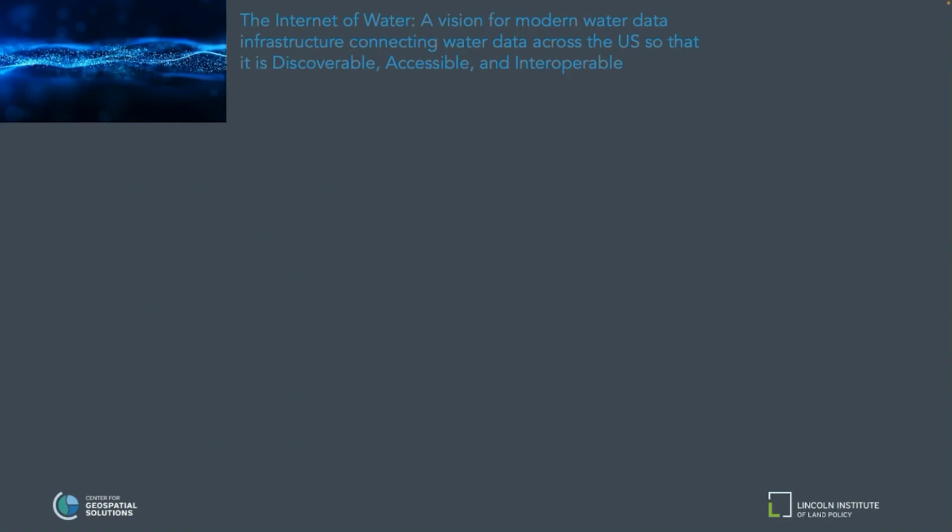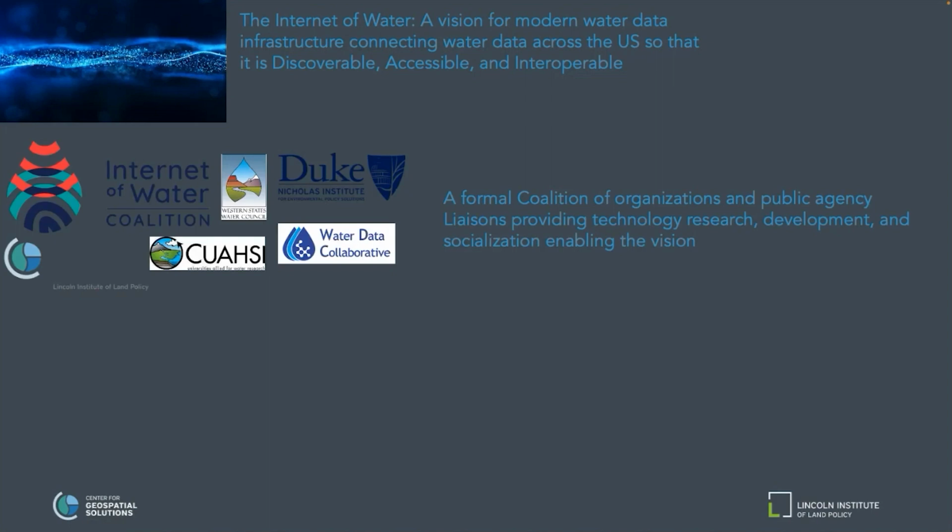So the Internet of Water began at the Aspen Institute Dialogue series, which created a document called the Internet of Water Report, which pitched this vision of a modern water data infrastructure, where all these different people collecting water data could publish it online so that it's discoverable, accessible, and interoperable. Down the line, a formal coalition of organizations and public agency liaisons at the federal and state level are providing governance over this vision, and over different organizations that provide technology, research, development, and also socialization amongst water data providers and data users.